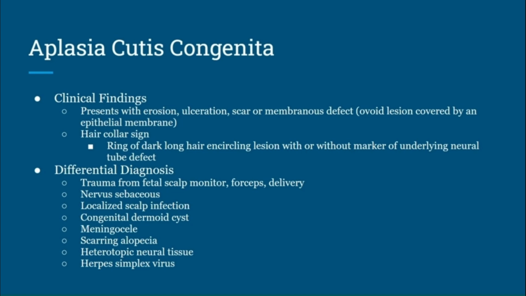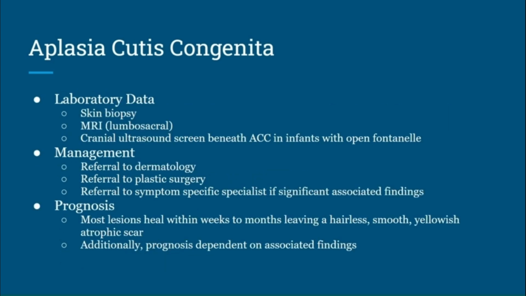You might notice the hair collar sign, where you have a pronounced darkening of the hair in a ring around the lesion on the top of the scalp. And in that area, you will have absence of markers for neural crest or the neural tube. Your differential is pretty broad here, so be aware of that. It can be very easy to get these confused with something else.